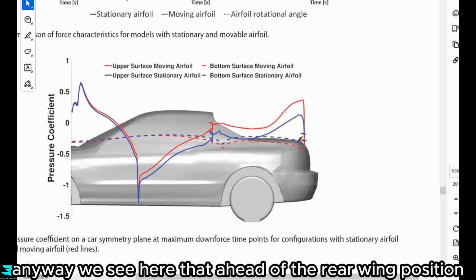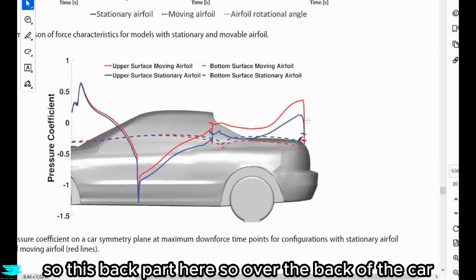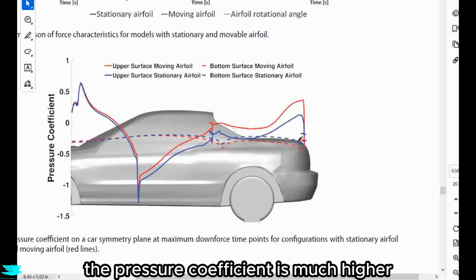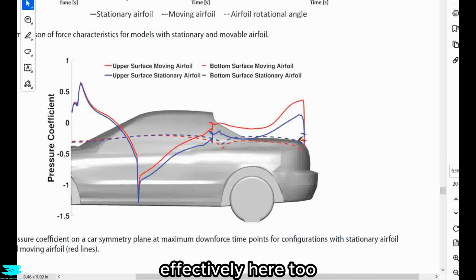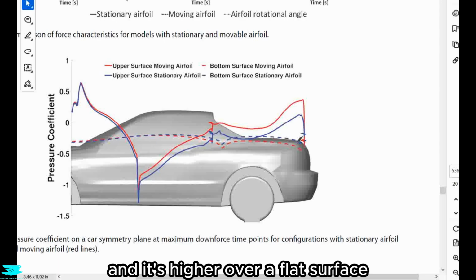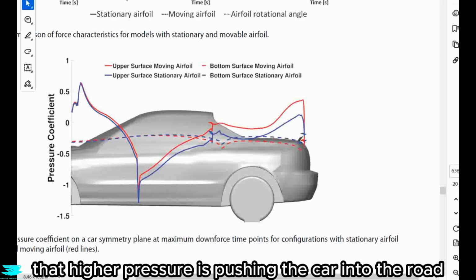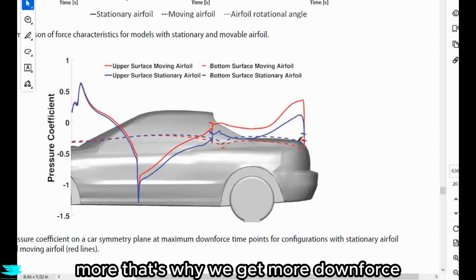Anyway, we see here that ahead of the rear wing position, so this back part over the back of the car, the pressure coefficient is much higher. That means there is more pressure effectively here too, and it's higher over a flat surface. So that higher pressure is pushing the car into the road more. That's why we get more downforce.